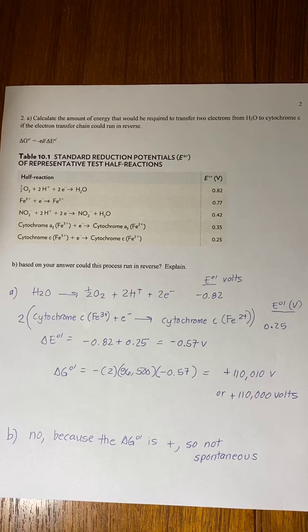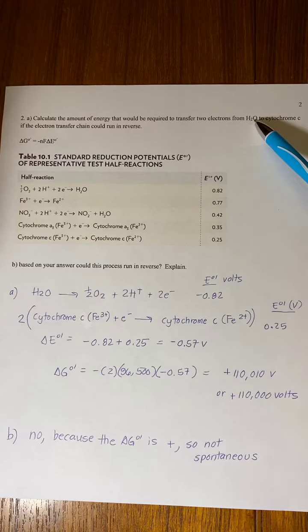This is the answer to question 2 of the chapter 11 worksheet. So in this question, I've asked you to calculate the delta G of transport of those electrons from water to cytochrome C. So this is the reverse of what actually happens in electron transport or transfer. But let's go ahead and calculate it anyway.